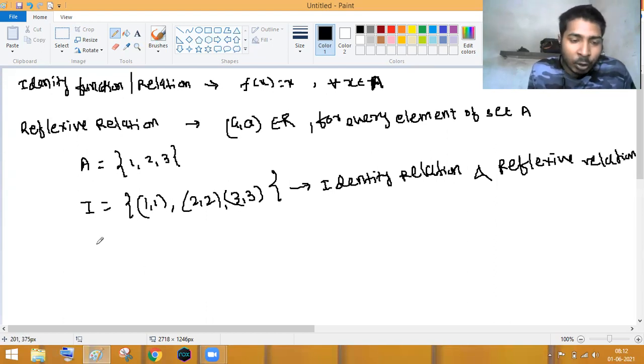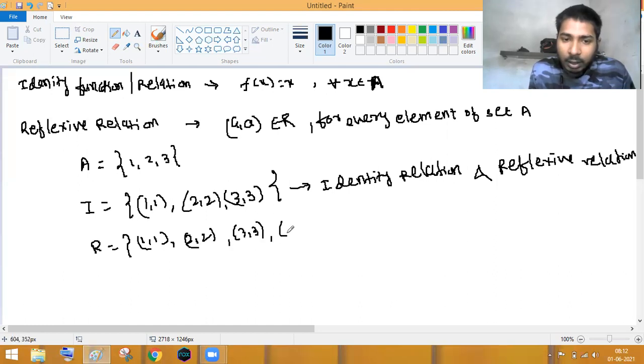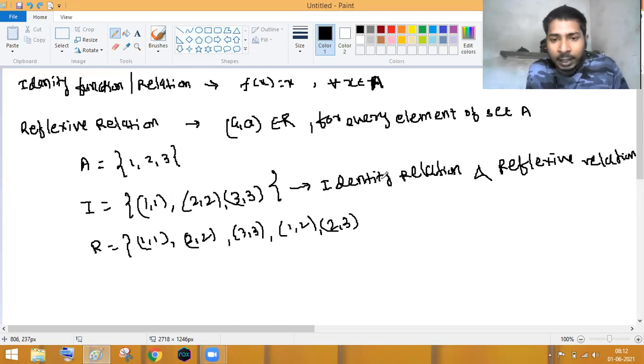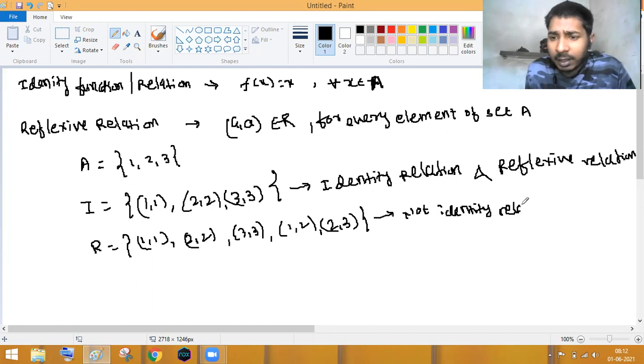Say it. But if you talk about the reflexive relation, if I define a relation here: (1,1), (2,2), (3,3), (1,2), (2,3), can we say that it is an identity relation, Karishma? No, sir, this is not an identity relation. But can we say that it is a reflexive relation? Yes, sir, reflexive relation is there.